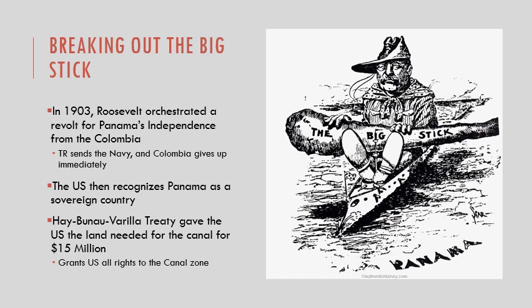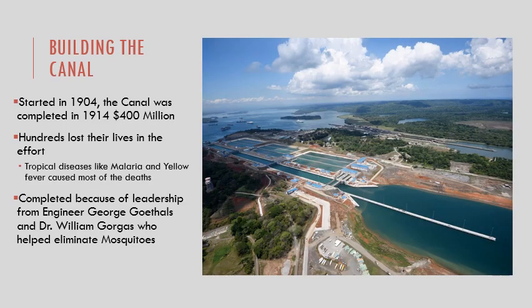So, big stick policy. First, you try diplomacy. If that doesn't work, then you take action. Teddy Roosevelt takes action and gets control of the Panama Canal. Now, the canal is a feat of human engineering. Started in 1904, it takes about 10 years to make, at a cost of $400 million, and hundreds of lives will be lost due to tropical diseases like malaria and yellow fever. Since there are no drugs to combat that at that point, people will sacrifice themselves in order to build this canal.